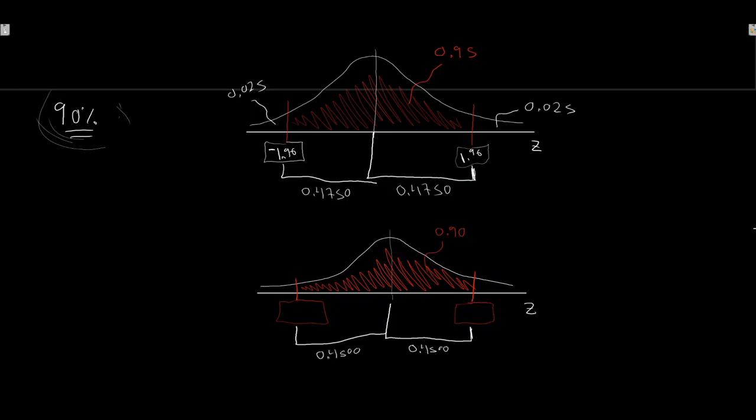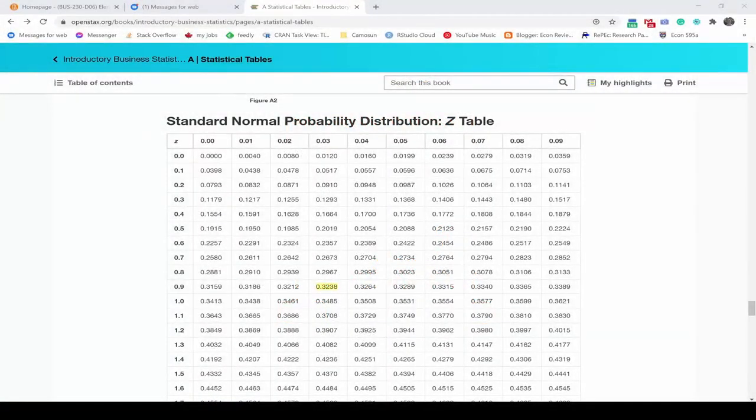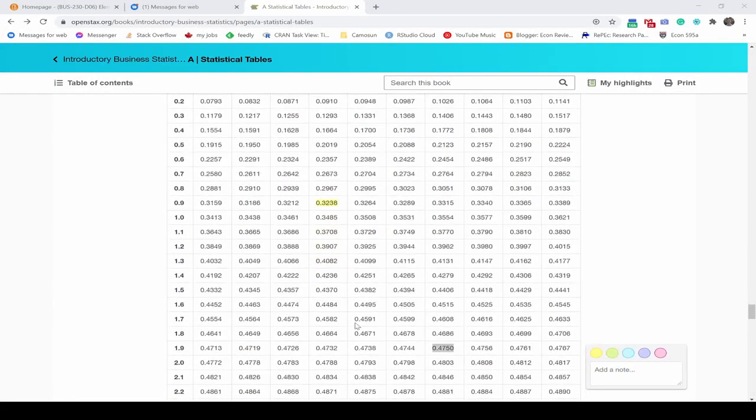We have the probability, and we want the Z. Let's jump back to our Z table and go look that up. We're looking for 4500. It's going to be pretty similar to where we just were. Oh, here we go.